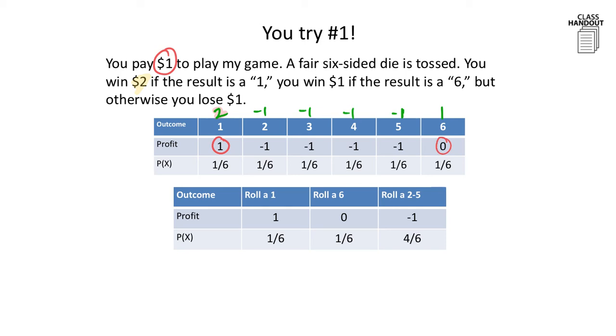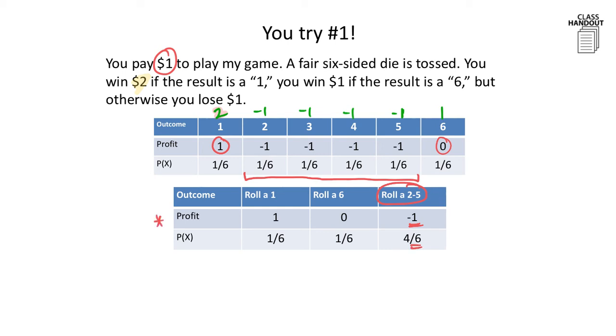Or what you can do is you can combine outcomes. Since these 4 situations have the same outcome, we can just combine them into one. We roll a 2 or a 5. Your profit would be negative 1. And the probability of that happening, we can add those together, which would be 4 out of 6. And each of these would be 1 out of 6.